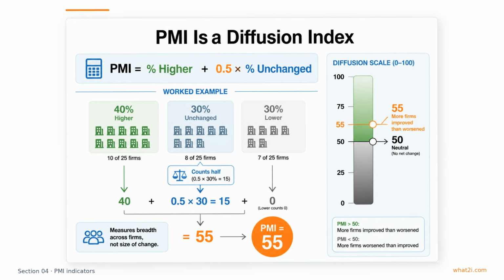That score does not mean output rose by 55%. It means that improvement was more common than deterioration across the firms surveyed. This is why PMI is best understood as a breadth measure rather than a measure of size.